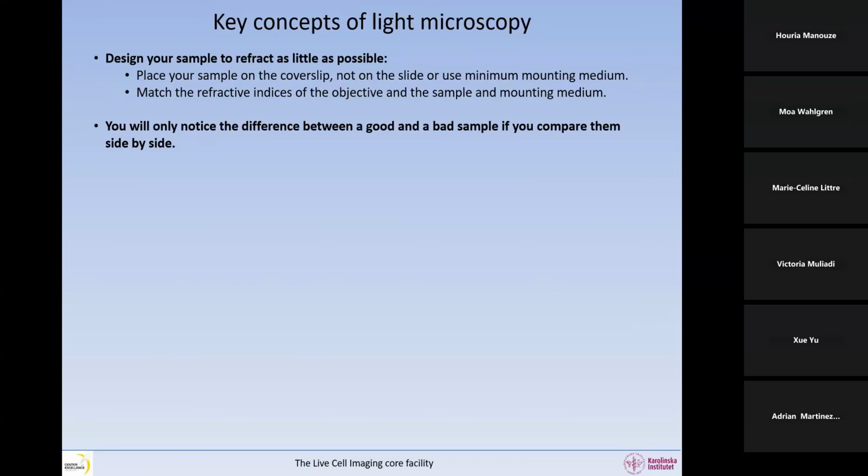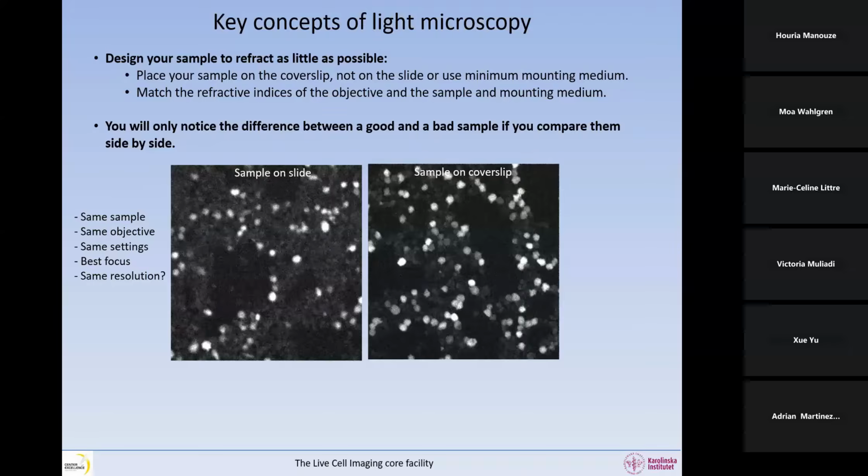You will only notice the difference between a good and a bad sample if you compare them side by side. So if I see your image and I say your image would be better if you had your sample on the cover slip, you're not going to believe me. But if I show you, then you will see it. So this is the same sample. It's the same objective, the same acquisition settings, same microscope, everything. And in both cases, we were acquiring at the best focus possible.